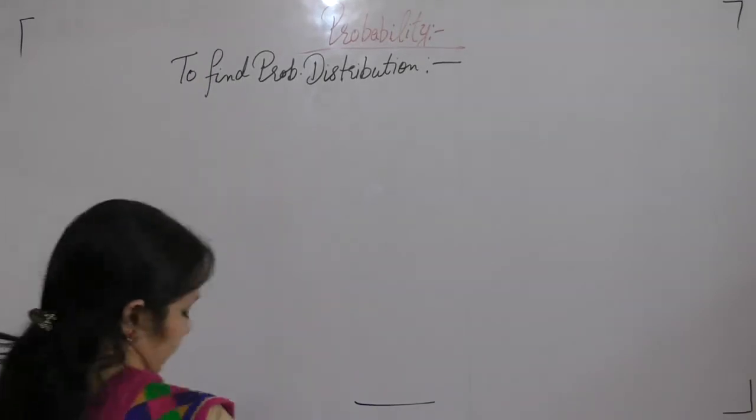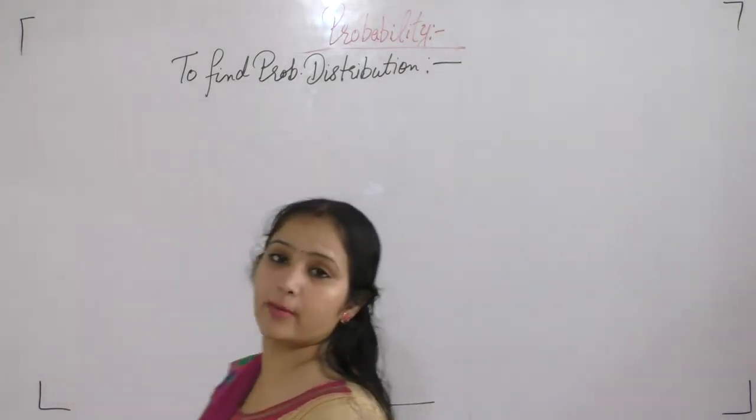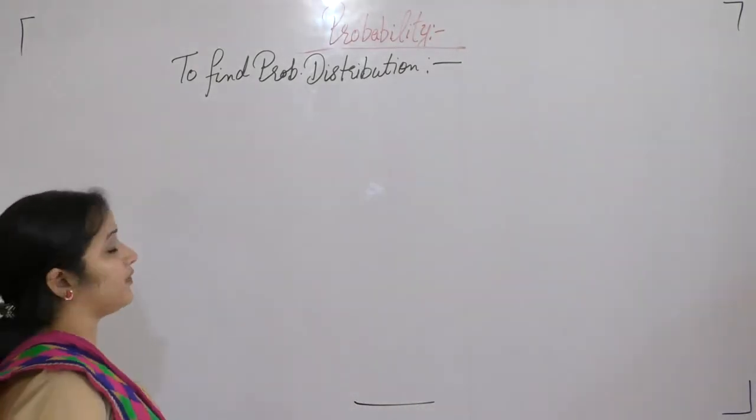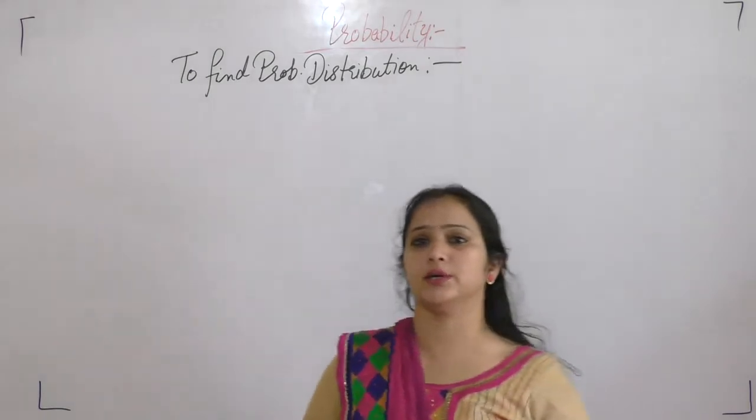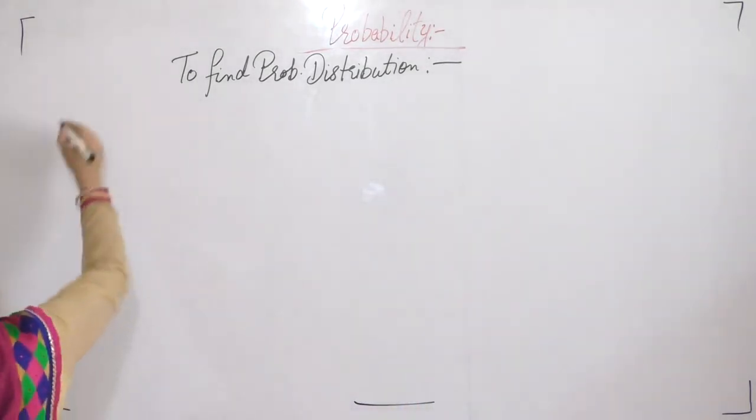Hello students, we were doing probability. Today we are going to start the next topic of probability, that is to find the probability distribution of a discrete random variable. Let us start with the questions.